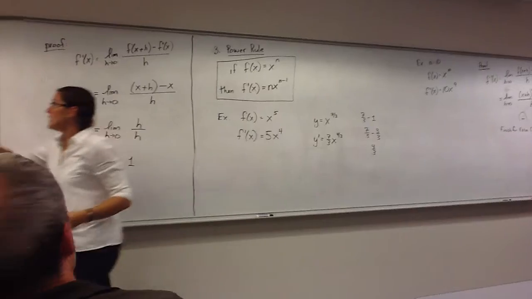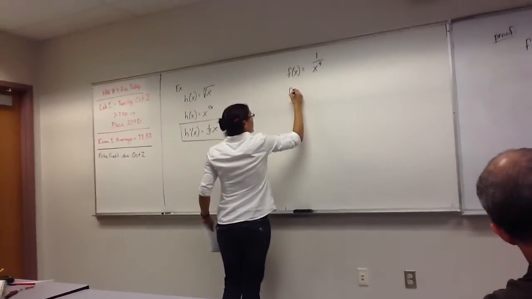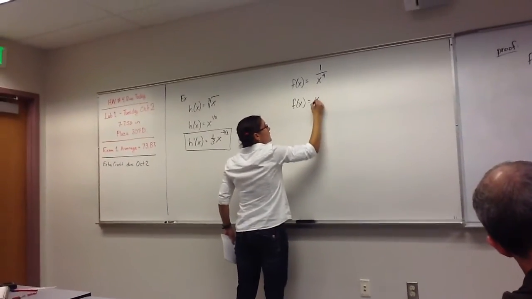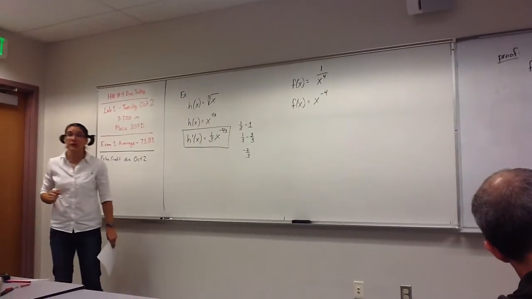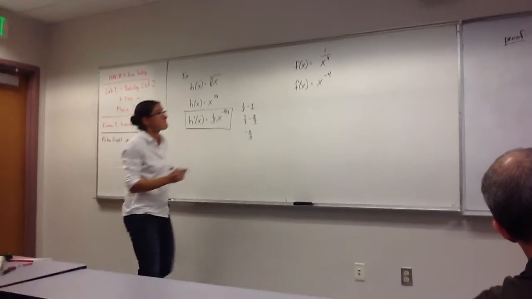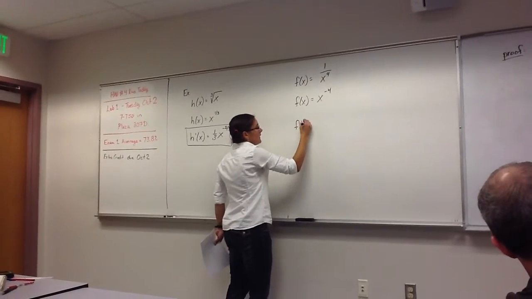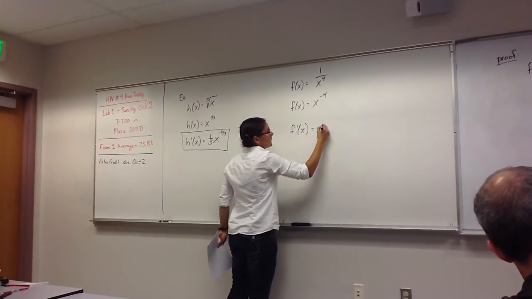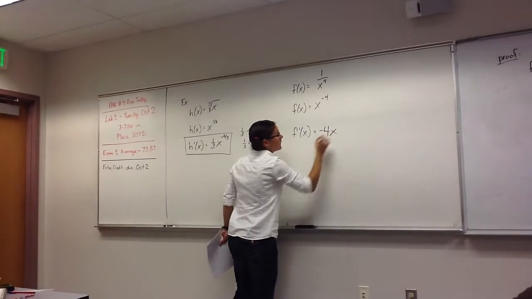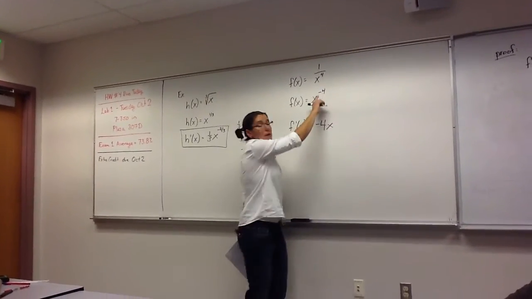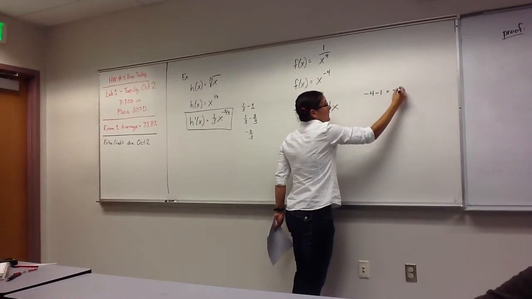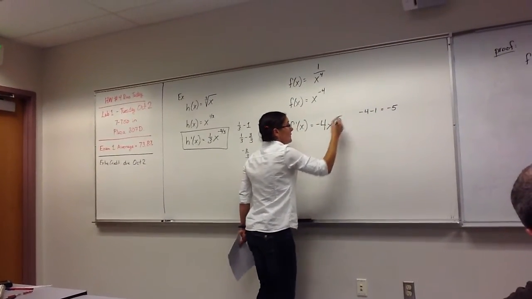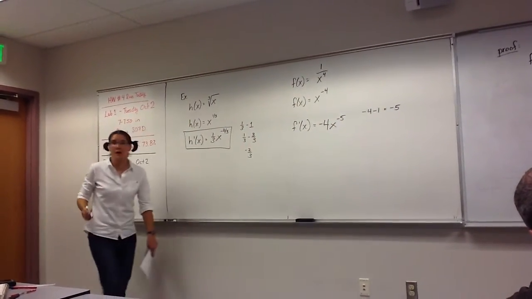Okay? But what I can do is I can rewrite this as f of x is equal to x to the negative 4th. Okay? And now I have x raised to a single number. And now when I take my derivative, I bring that power down in front. And you want to be a little bit careful with this negative power. Negative 4 minus 1 becomes negative 5. So my derivative is negative 4x to the negative 5.